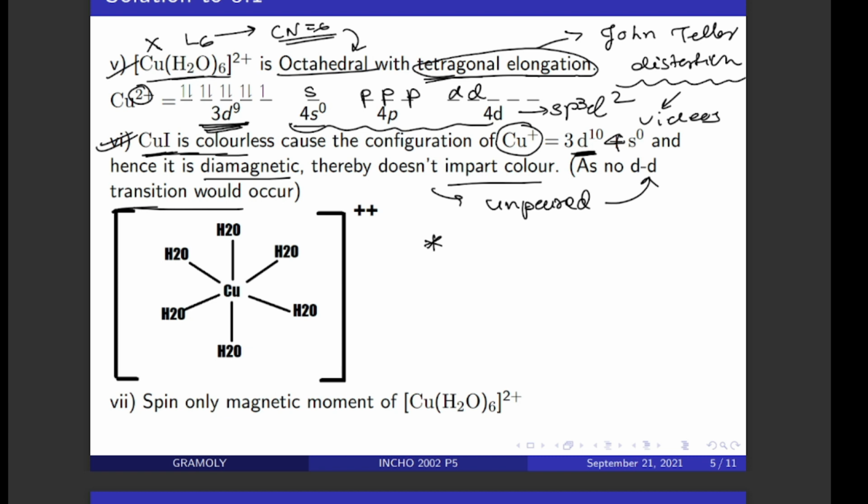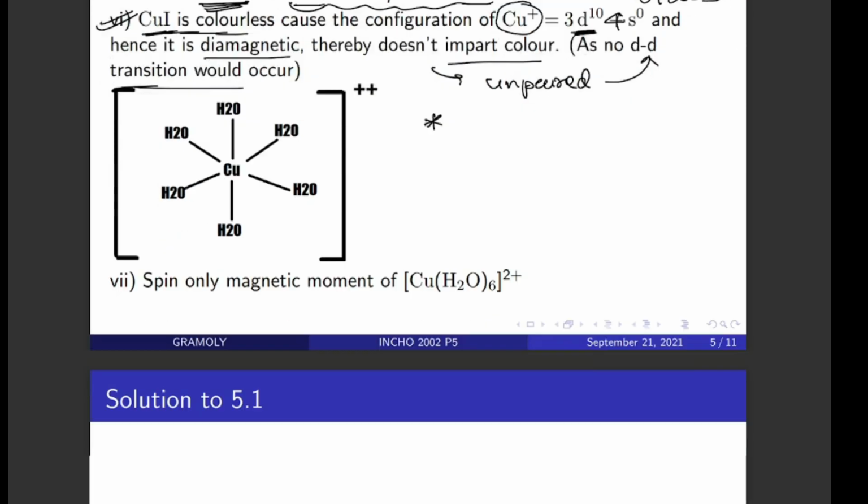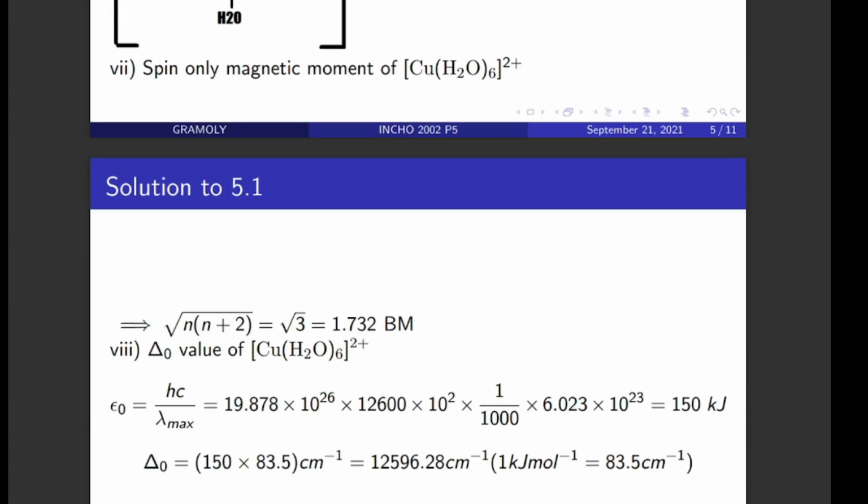Then we have to calculate the spin-only magnetic moment of [Cu(H2O)6]2+. This term goes by the formula root n times (n + 2), where n is the number of unpaired electrons in the complex, which is 1 as we calculated at the very beginning. Substituting the values, we get root 3 Bohr magneton. This is the unit of spin-only magnetic moment.